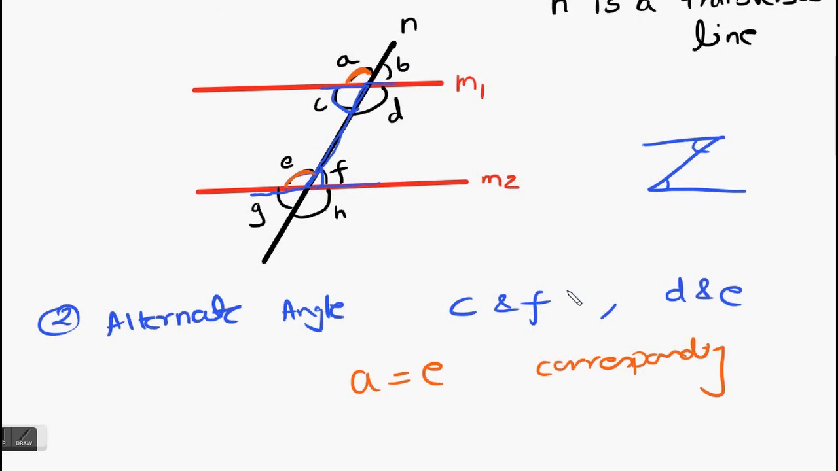Similarly, alternate angles are also equal. Basically if there are two parallel lines like this, then this angle and this angle are alternate angles and they will be equal. Since M1 and M2 are two parallel lines, angle C will be equal to angle F because these two are alternate angles. Similarly D and E are also alternate and they will be equal.